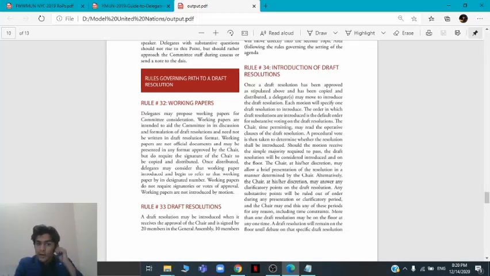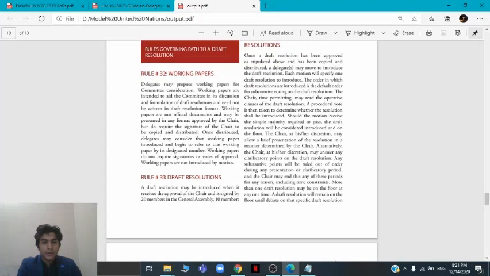So now, understanding, as I have told you earlier, that the draft resolution is the main and the most important thing, not only in the United Nations but also in Model United Nations. So in this video, we are basically going to be discussing what the basic rules are that govern a draft resolution.